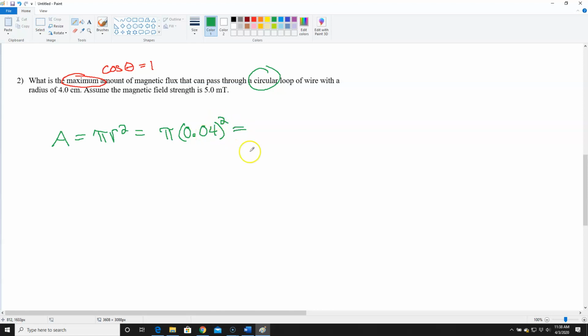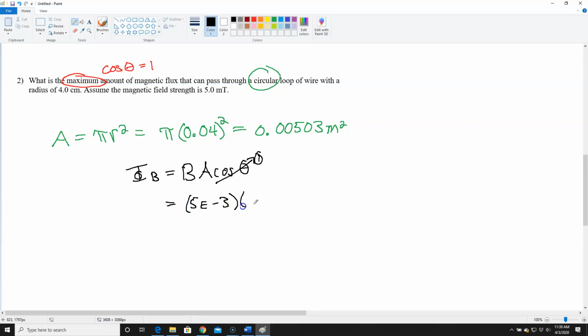Don't forget to square it. Pi times 0.04 squared is 0.00503 meters squared. Now we can use our new flux equation, BA cosine theta, where cosine theta is going to be 1. B is 5 milliteslas, so that's e negative 3. The area is 0.00503 meters squared.